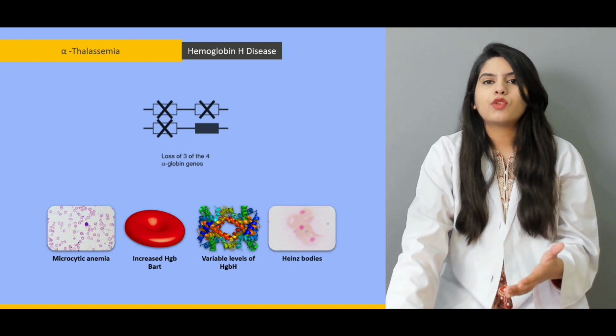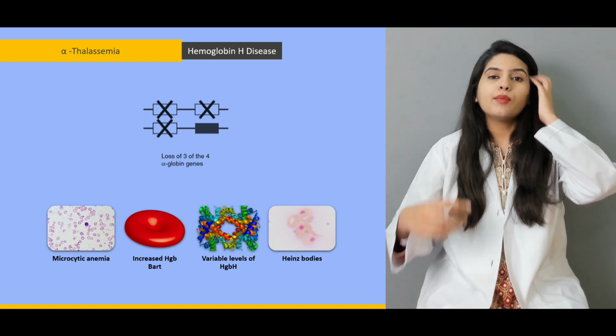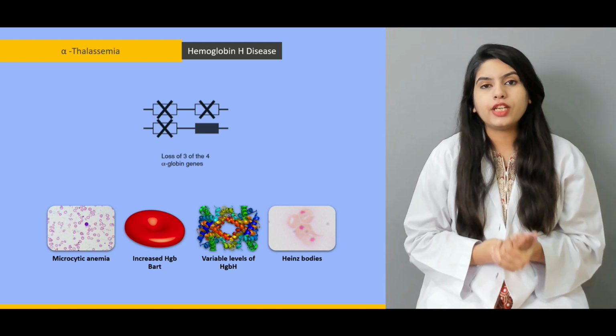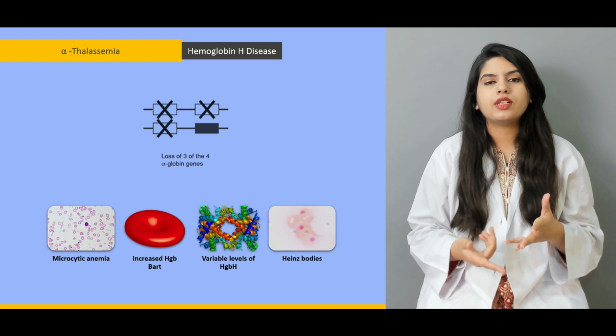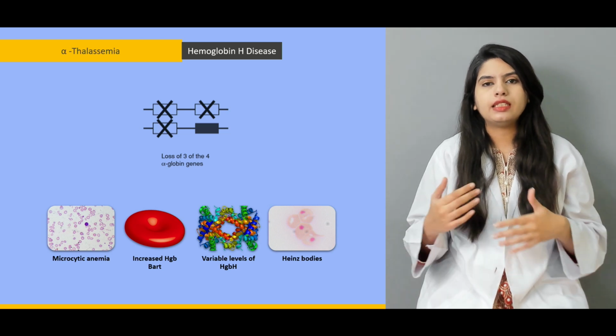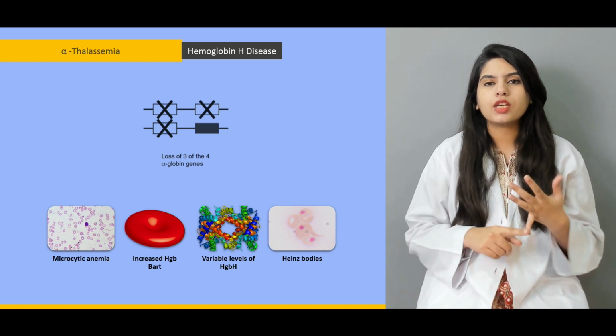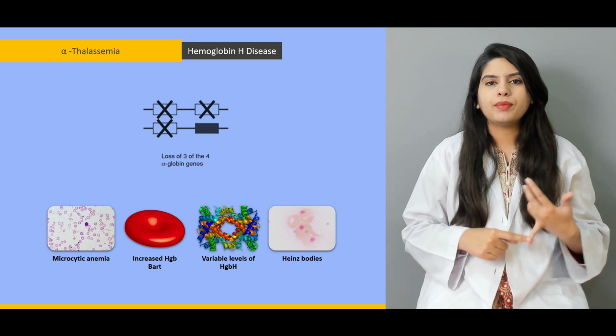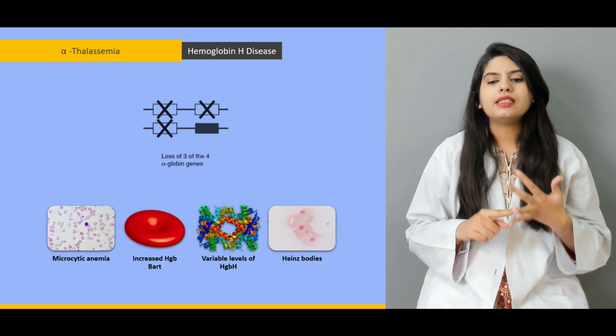And also there will be the formation of the Heinz bodies. Now, depending upon the type of the chain that replaces the alpha chains, there may be the presence of H type of hemoglobin or hemoglobin Barts as well. And what are these Heinz bodies?